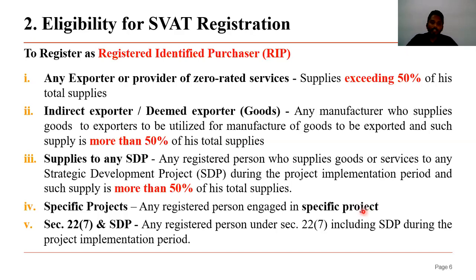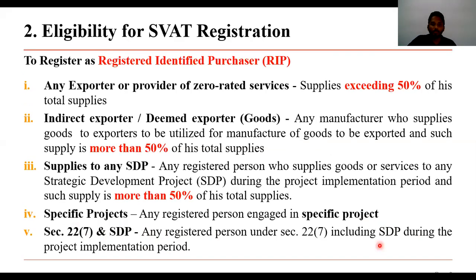Then section 22.7 and SDP. Here also, any registered person under 22.7, including SDP, during the project implementation period, is also eligible to register as a RIP. Here, again repeating, the project implementation, I will quickly explain how the project implementation period and the 22.7 work.